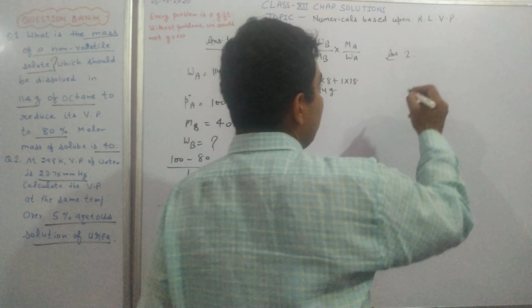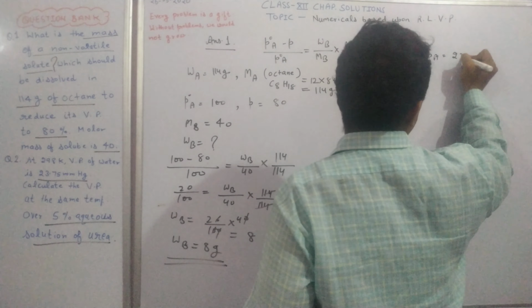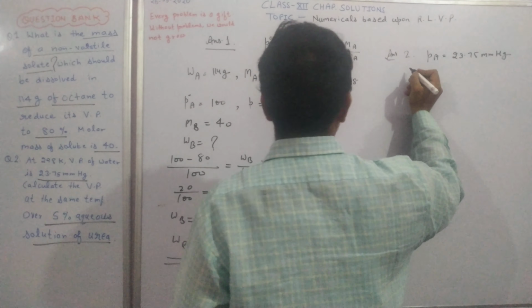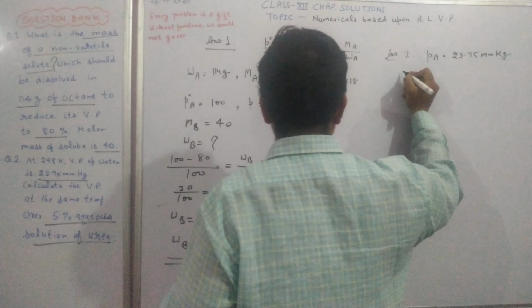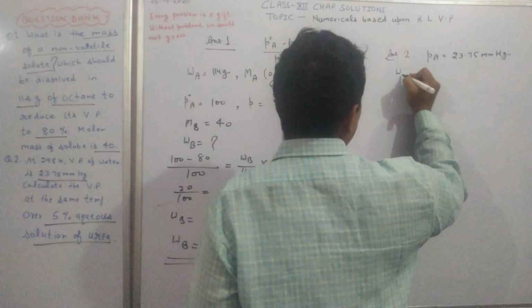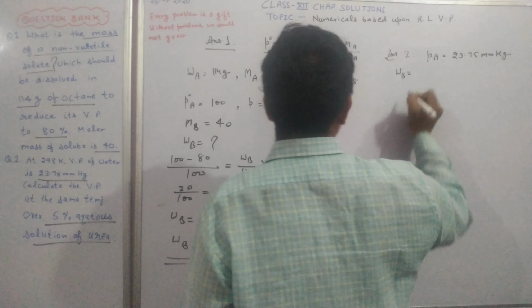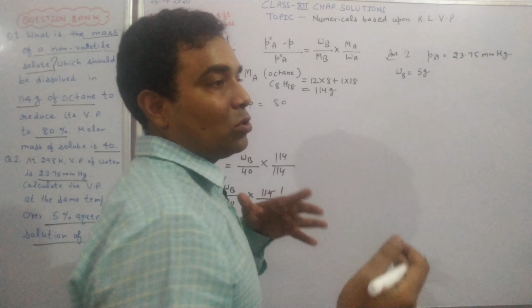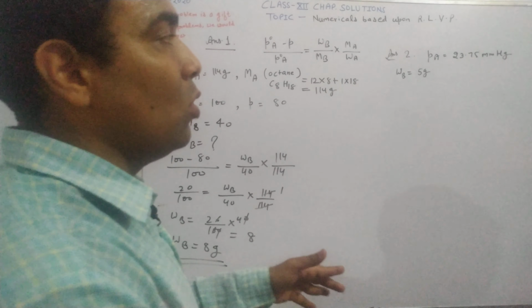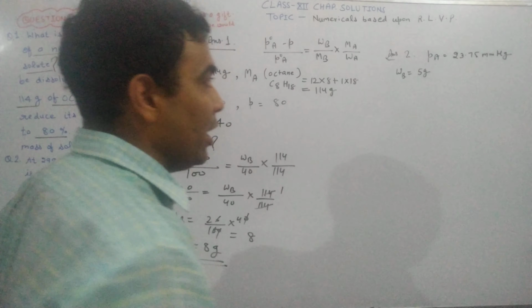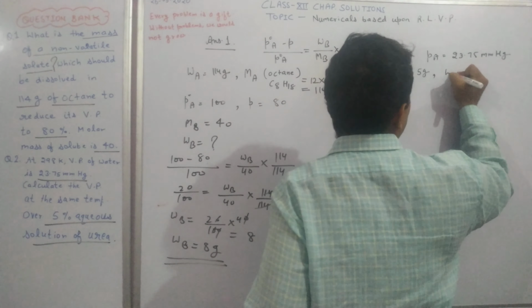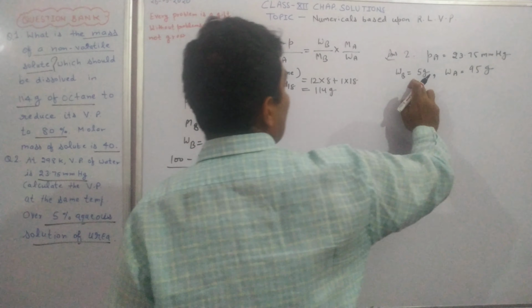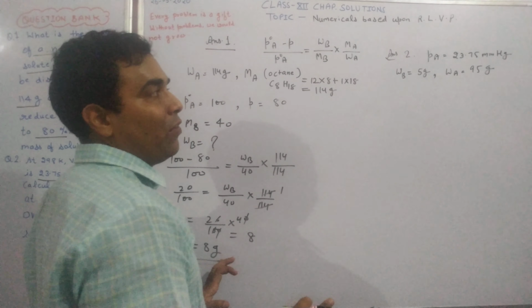So it means we have P naught equal to 23.75 mmHg, whereas aqueous solution of urea means weight of solute, because urea is our solute, is 5 gram, and it is dissolved in solvent, and solvent is our water. So weight of water will be 95 ग्राम, क्योंकि ये 5% बना रखा है, तो इसका मतलब पानी आपका 100 में से 95 ग्राम बचा.